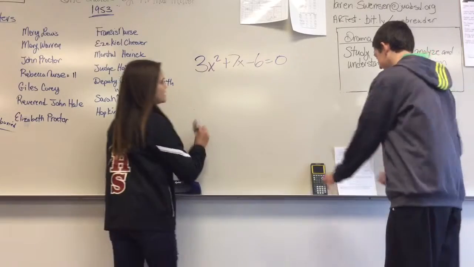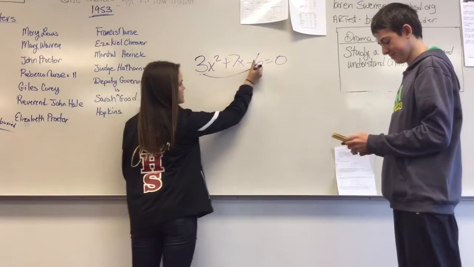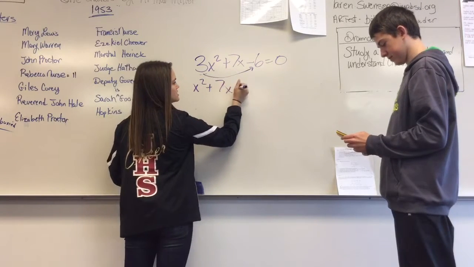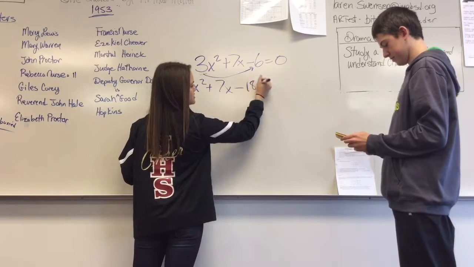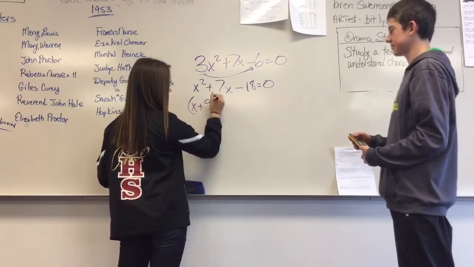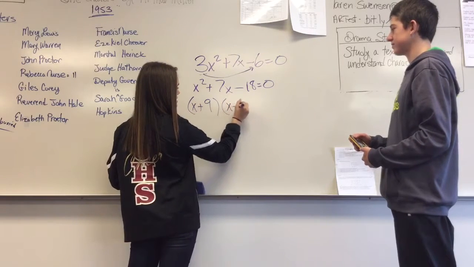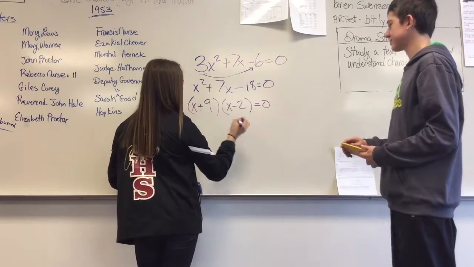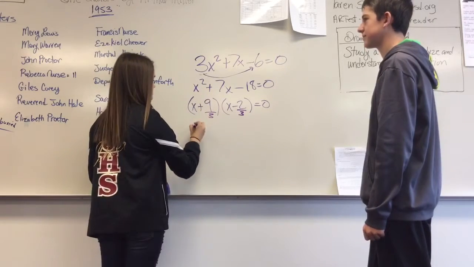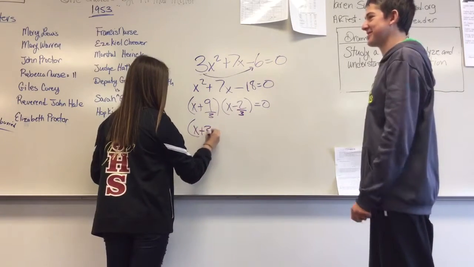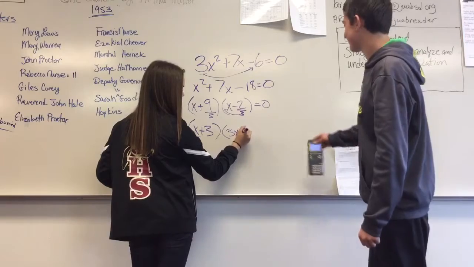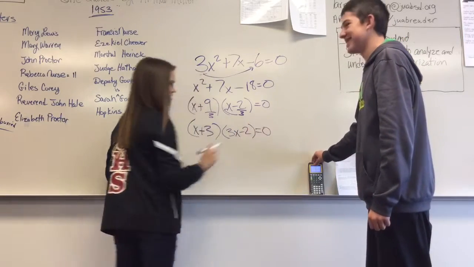And the first step is taking the a, which is 3, and timesing it by the c, which is negative 6. So that gives you x squared plus 7x take away 18 equals 0. And then you just factor this equation, so that gives you x plus 9, and then x take away 2. And then since you timesed the 3 over to the 6, you have to divide both of them by 3, which gives you x plus 3. And here you're going to slide the denominator back over by the x, so it gives you 3x take away 2. And that's your factored equation.